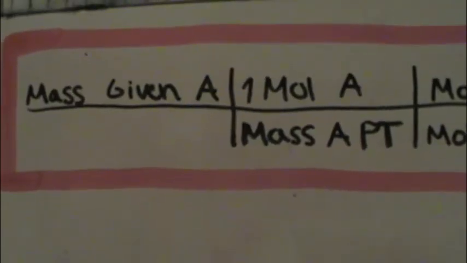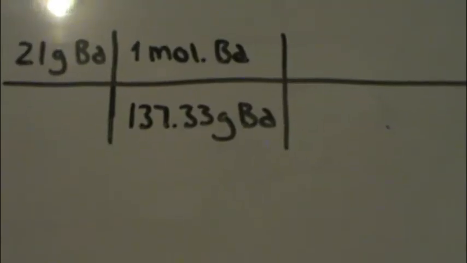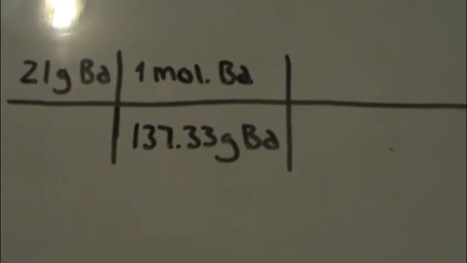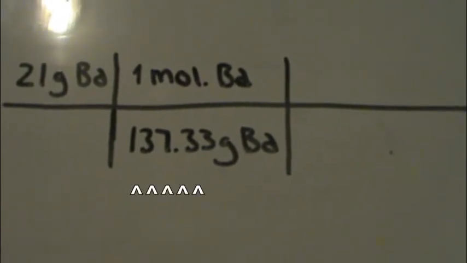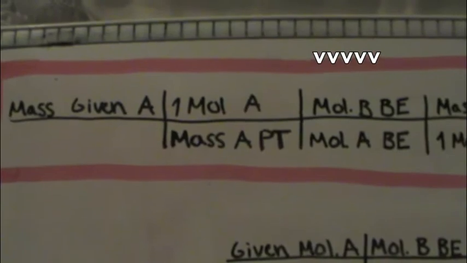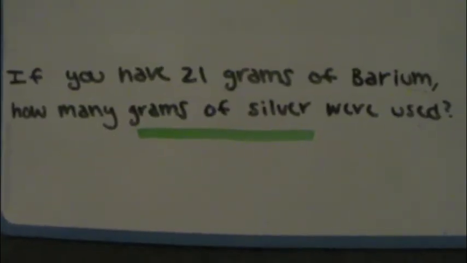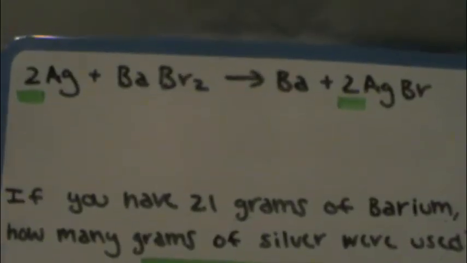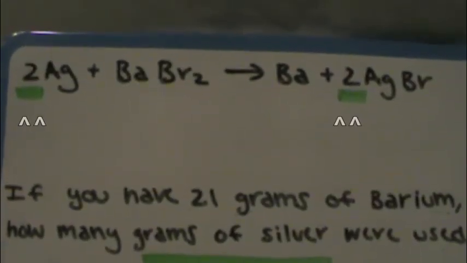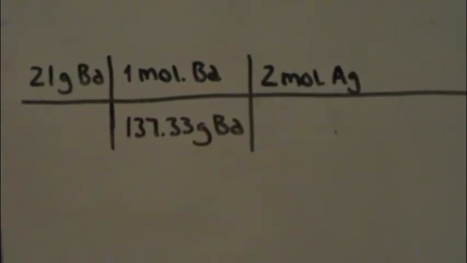And under that, you're going to put the mass of A found in the periodic table. So when you find barium on the periodic table, look under Ba, and you'll see that the mass is 137.33 grams. Next, we're going to put how many moles of B are in the balanced equation. B is what we're trying to find, and we're trying to find silver. Silver is Ag, and when you look at our balanced equation, you'll see that there are 2 moles of Ag. So that's what your chart should now look like.